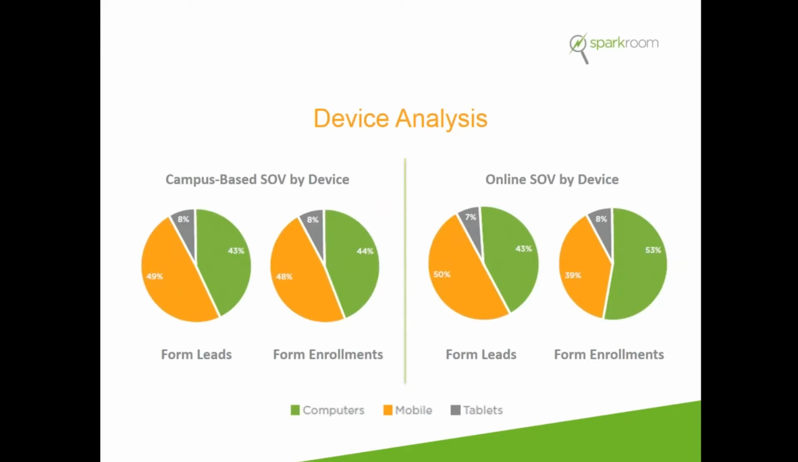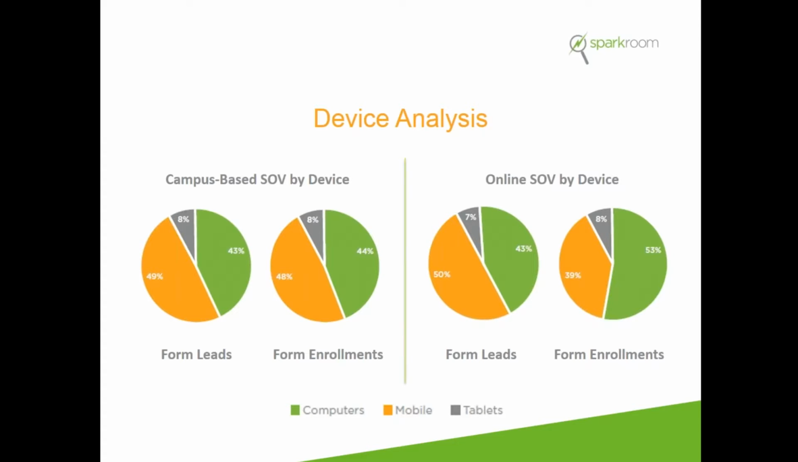So moving on, these charts here just help to further visualize the percentage of form lead and enrollment volume by device, which again is showing the average for the entire year of 2015. So we can see for campus form leads, the orange mobile piece of the pie is largest with 49%, as is the mobile percentage for campus enrollments at 48%.